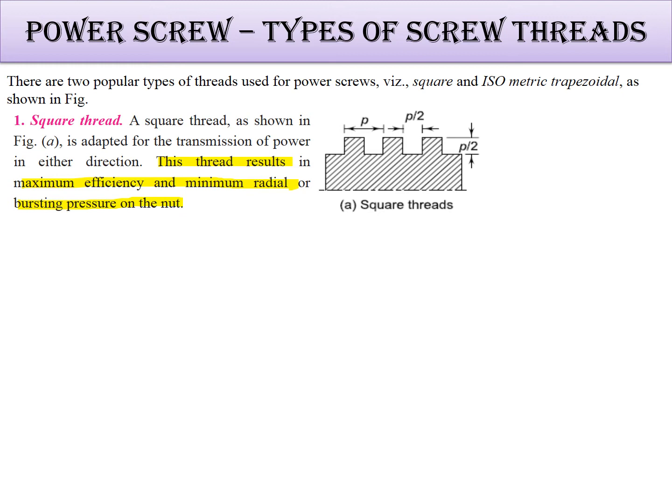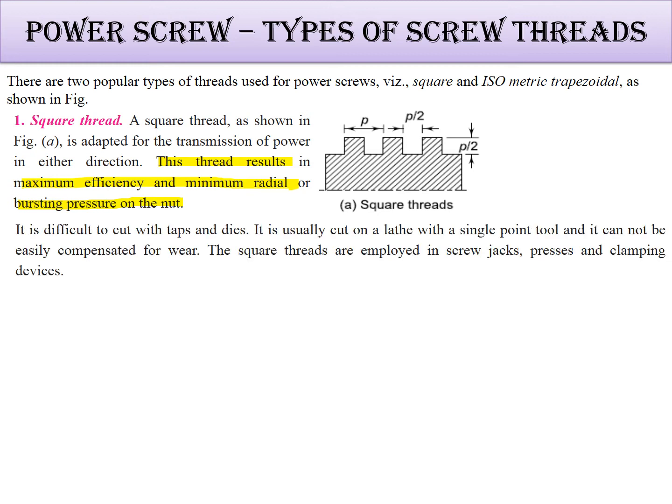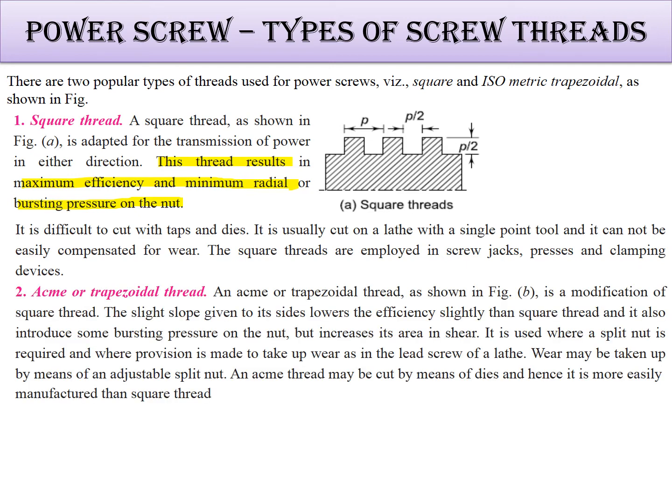You can see the dimension also here. But it is difficult to cut on taps and dies. That's why it is mostly manufactured on the lathe machine only. It is used in screw jacks, which are used for lifting and lowering the load. In vehicles and all these things, we use this screw jack. So this screw jack is really very helpful for that part.